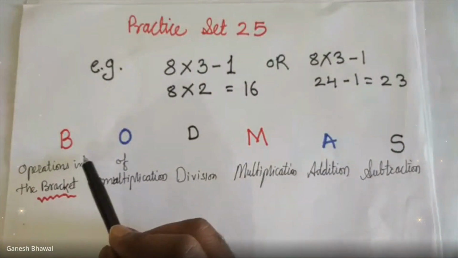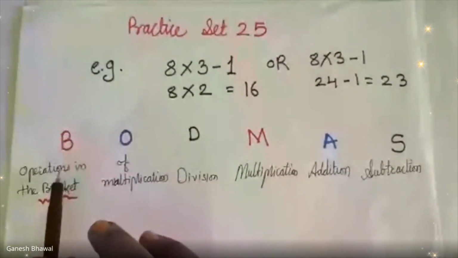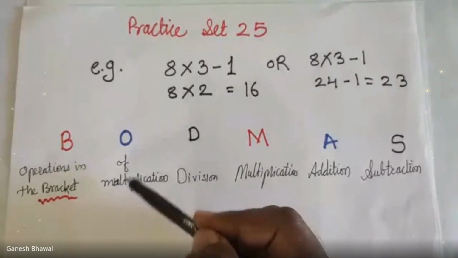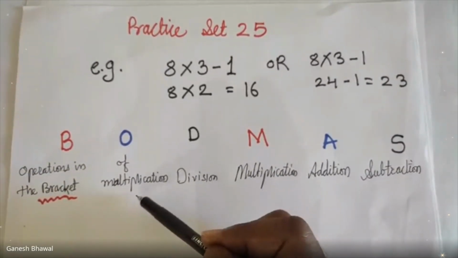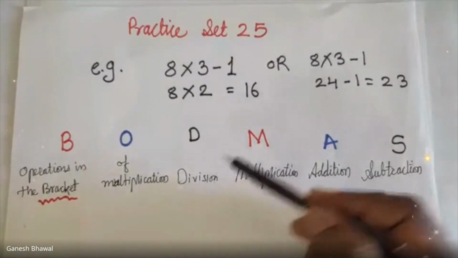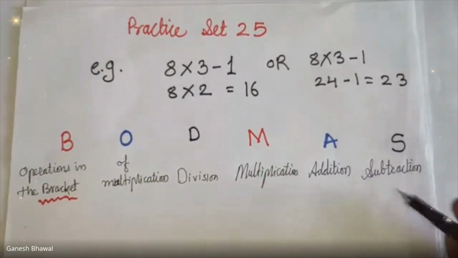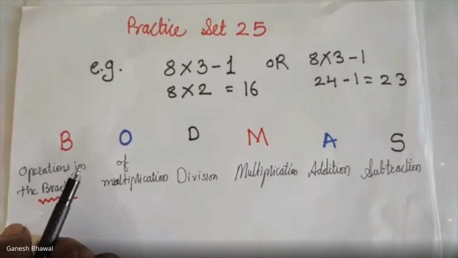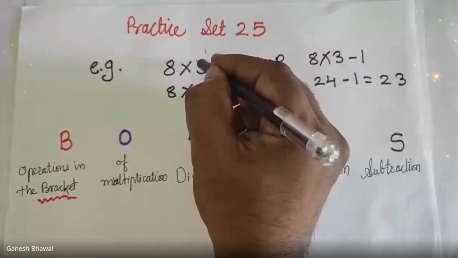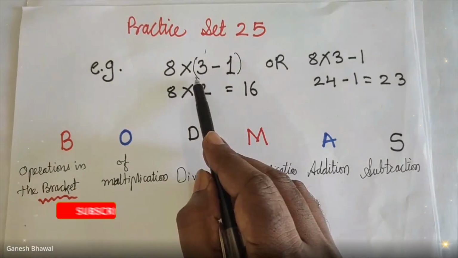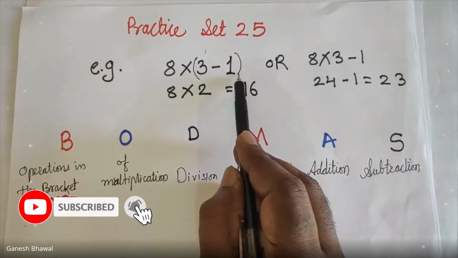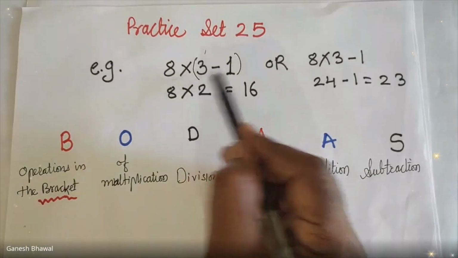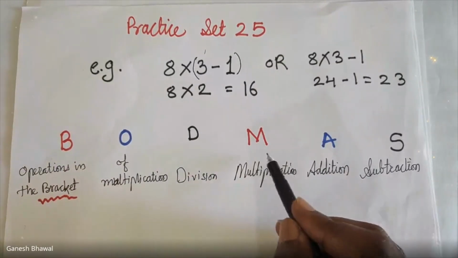We have to learn this rule. B stands for operations in the bracket, then O stands for of multiplication. That I will tell you what this of multiplication is. Then division we know, multiplication we know, addition we know, and subtraction we know. Sometimes in the given sum, here I will put a bracket. If I have taken these two numbers in a bracket, now how many operations are there out of this? 1 2 3 4 5 6. Bracket is there and multiplication is there.